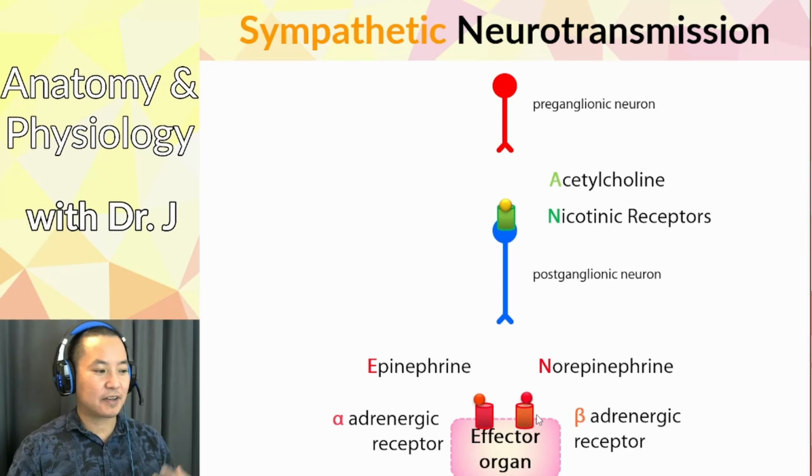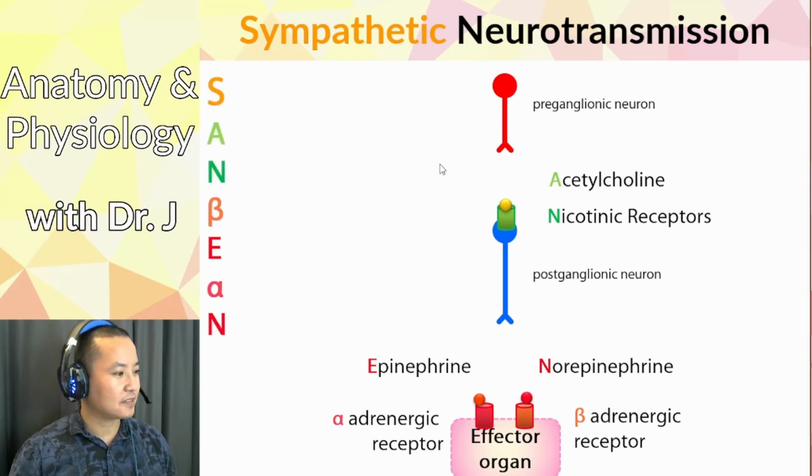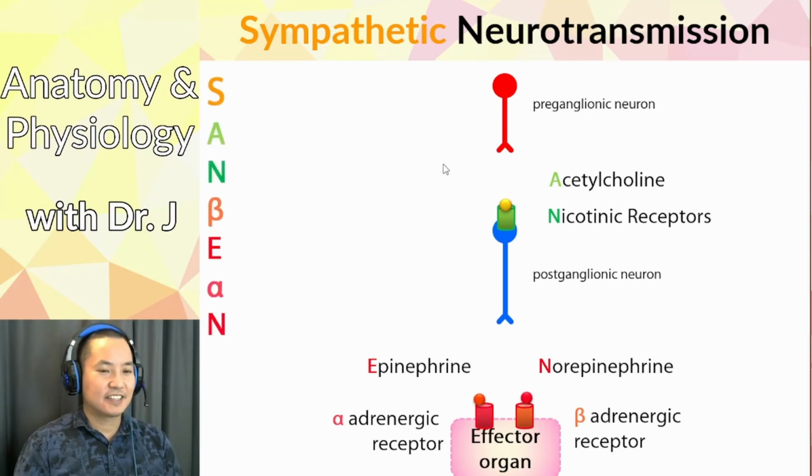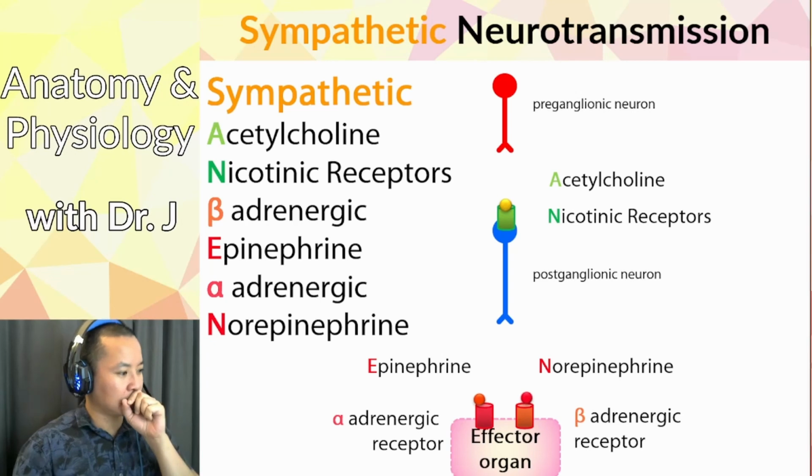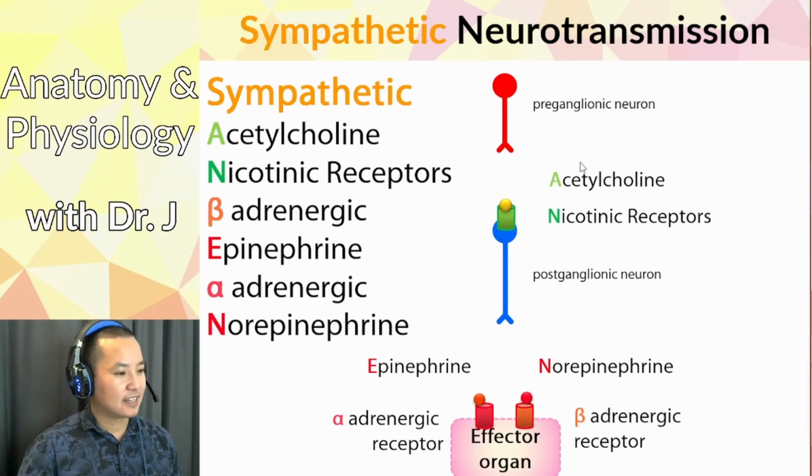Epinephrine can bind to both alpha and beta, and norepinephrine can also bind to both alpha and beta. A mnemonic for this is SAN-bean, and you're like, wait, what? What does that mean? Well, I'll break down the mnemonic. Sympathetic, that's why it's SAN. The acetylcholine is where the SAN part comes from. It talks about this synapse right here.